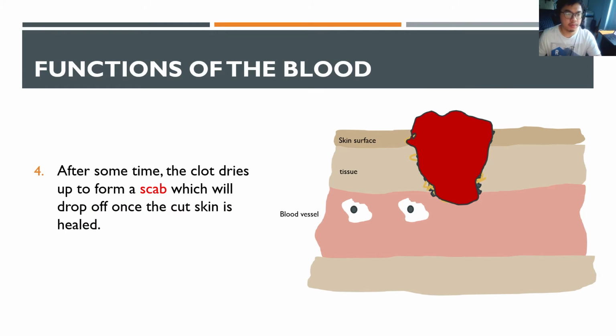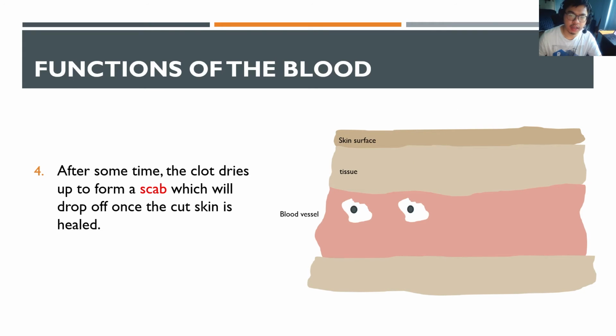After some time, the clot dries up to form a scab, which will drop off once the cut skin is healed. So if you wonder why, when you have a wound, it dries and then there is a hard skin on top, this is what we mean by scab. Once the cut skin is healed, you can pick off the scab and you can see your skin has been fully healed and joined back together.